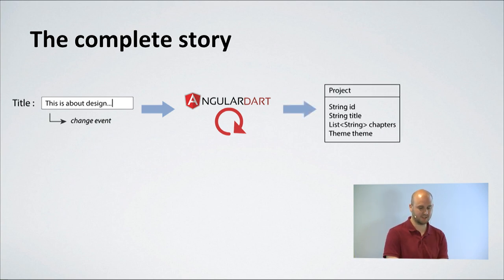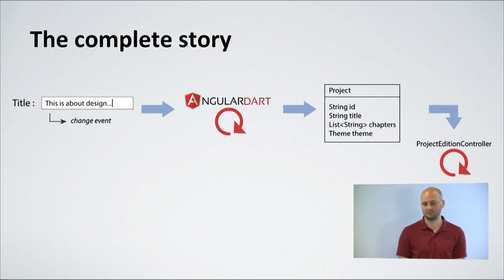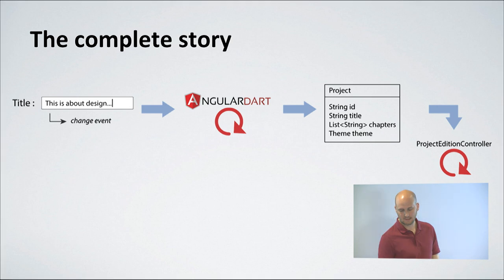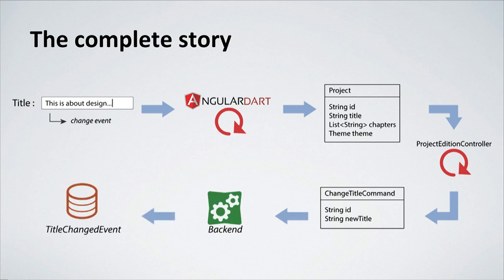So I have my project object. Its title will be changed. I will detect the change in the object in our controller. Our controller will create a change title command, which will be sent to the backend, and the backend will save a title change event in the database.